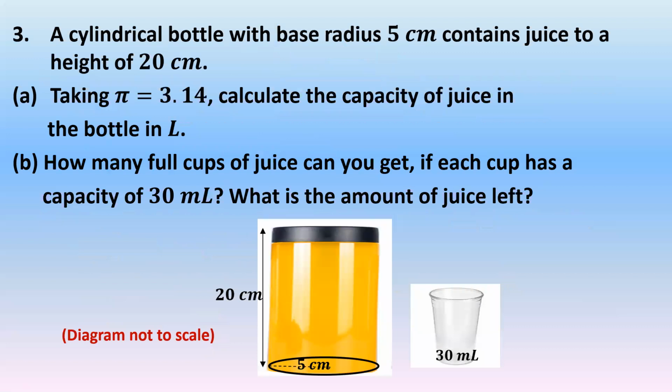Number 3. A cylindrical bottle with base radius 5 centimeters contains juice to a height of 20 centimeters. Part A. Taking pi to be 3.14, calculate the capacity of juice in bottle in liters. Part B. How many full cups of juice can you get if each cup has a capacity of 30 milliliters? What is the amount of juice left?